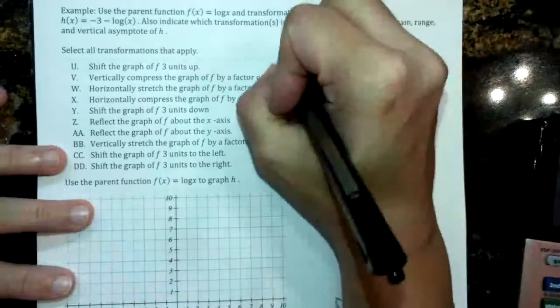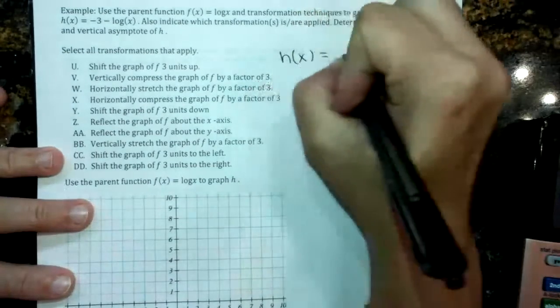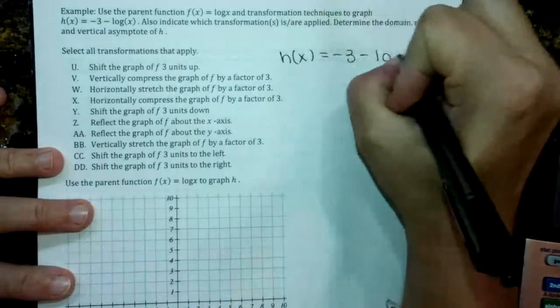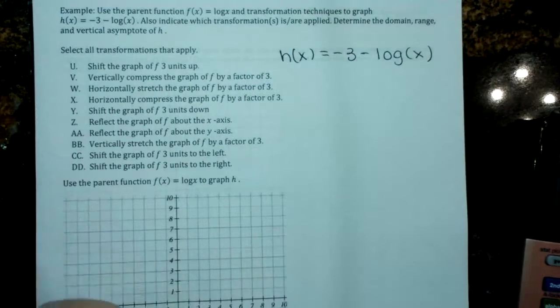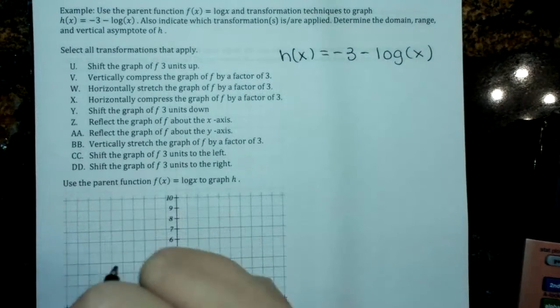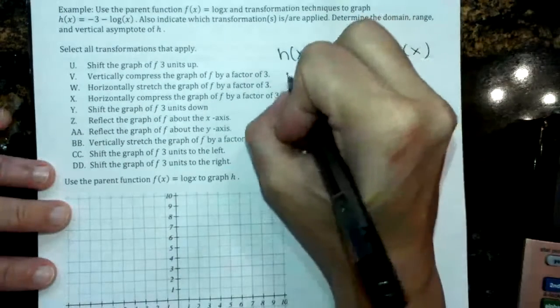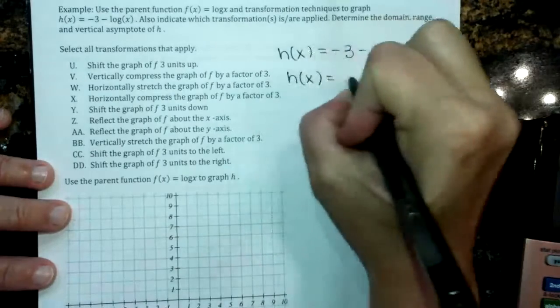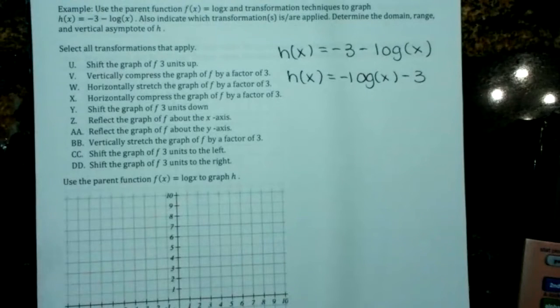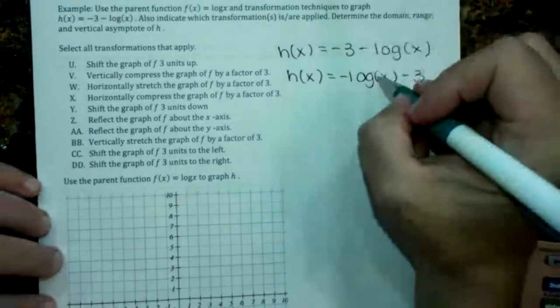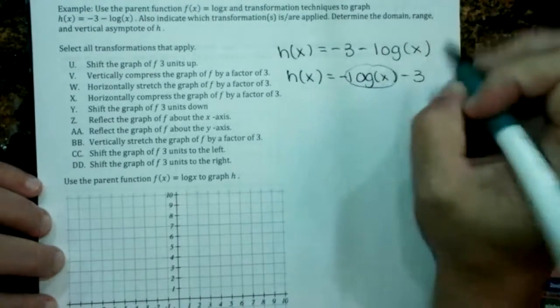All right, so if we have h of x equals -3 minus the log of x. Now, I've taught this class a lot, so I know people get confused with this problem. That's why I included it in our notes. It might help you to rewrite this as negative log of x minus 3. Let me show you why. So notice this negative log of x is our parent, by the way.